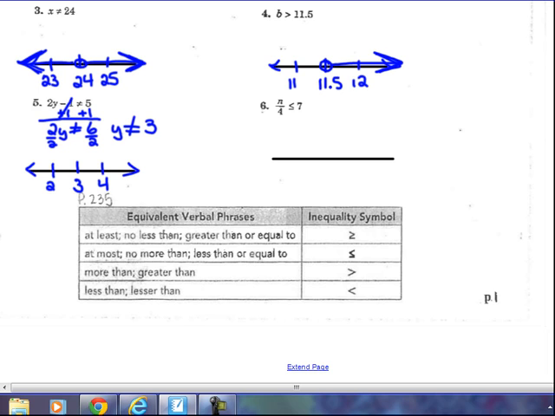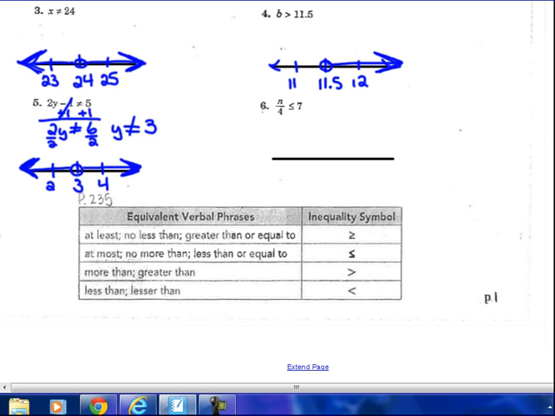What numbers are not equal to 3? Well, all numbers except 3. So I'm going to go in both directions, open circle at 3. Number 6. What numbers n, when divided by 4, are less than or equal to 7?